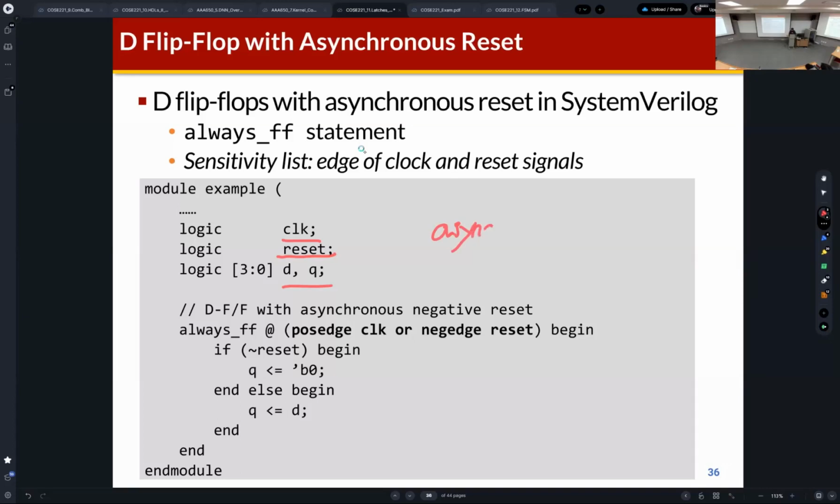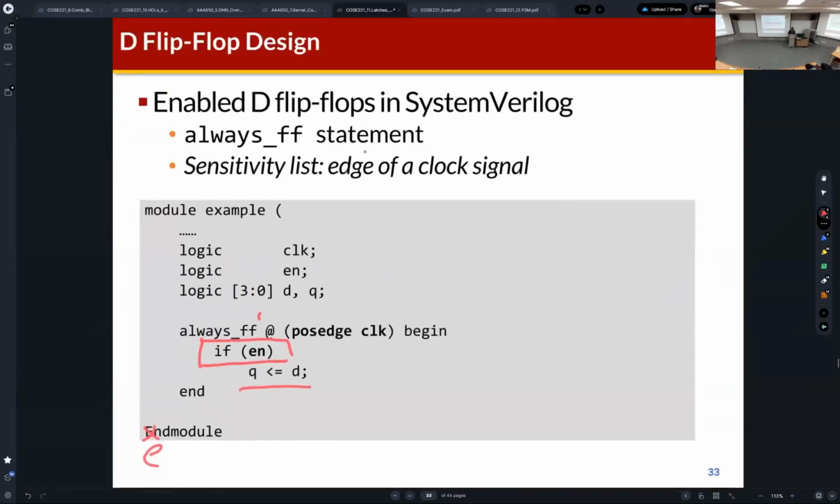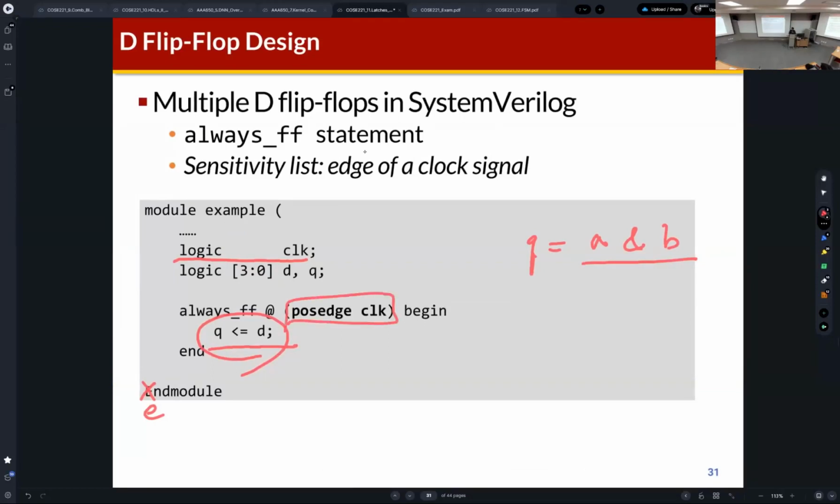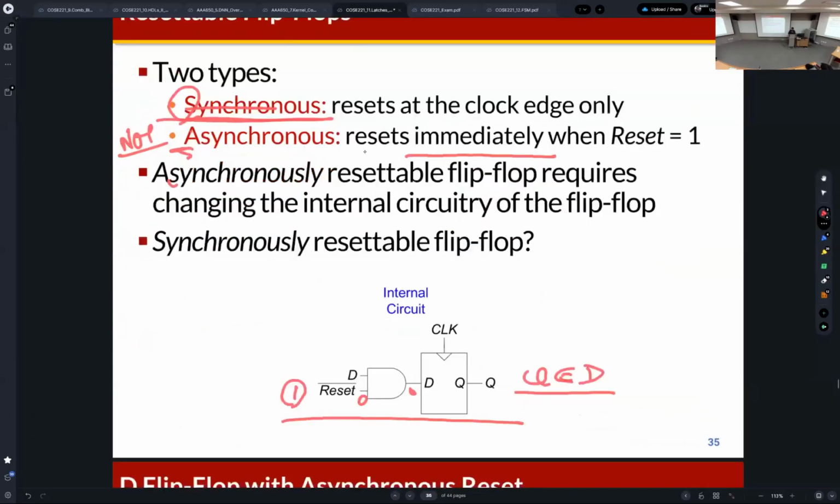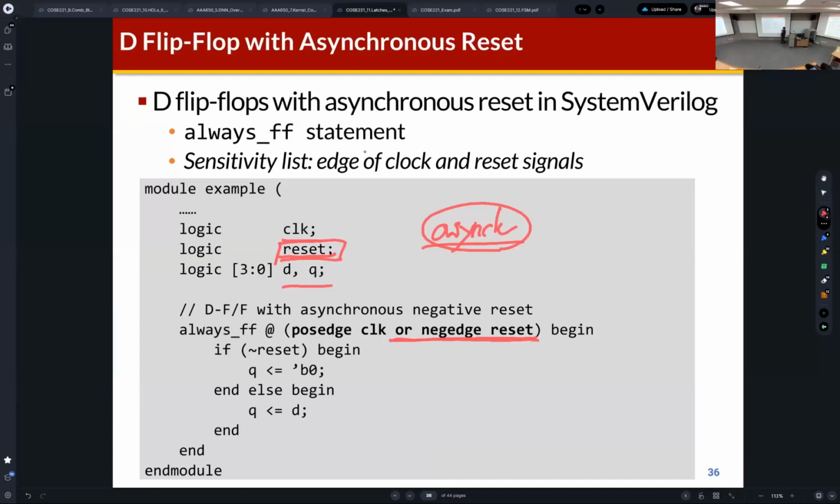Asynchronous, async, means that the reset signal works regardless of the clock signal. So we also need to define the condition by reset. If we compare with the normal flip-flop, you can find only the positive edge of clock in the sensitivity list, but for the asynchronous resettable flip-flop, you can find another item in the sensitivity list, the negative edge of reset.